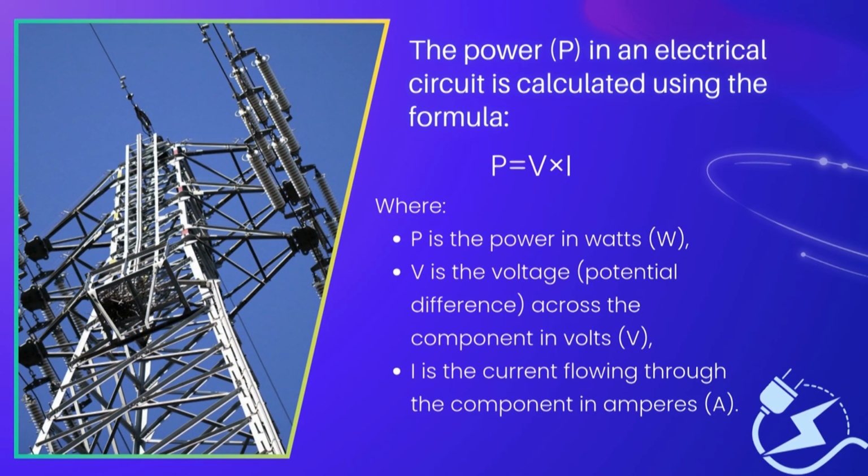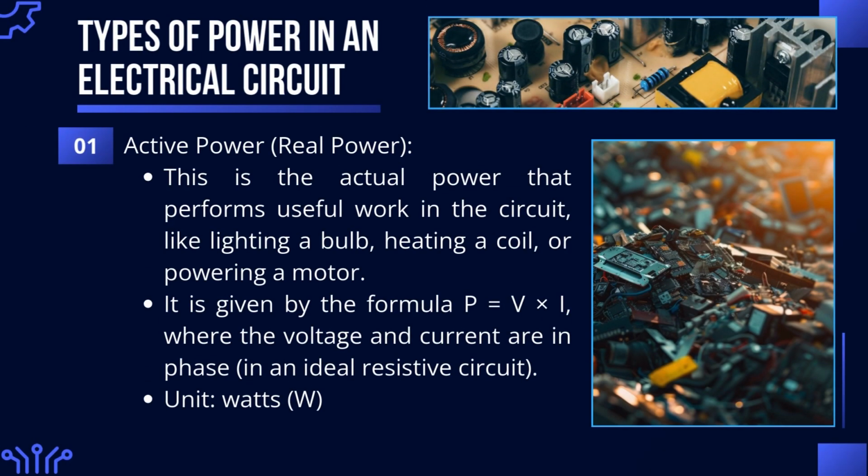Here you can see the power in an electrical circuit is calculated using the formula P equal to V into I, where P is the power in watts, V is the potential difference across the component in volts, and I is the current flowing through the components. There are different types of power in an electrical circuit. We may have active power or the real power.